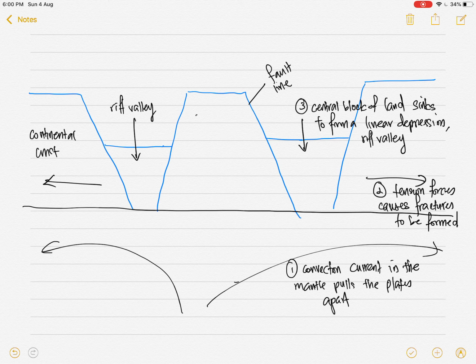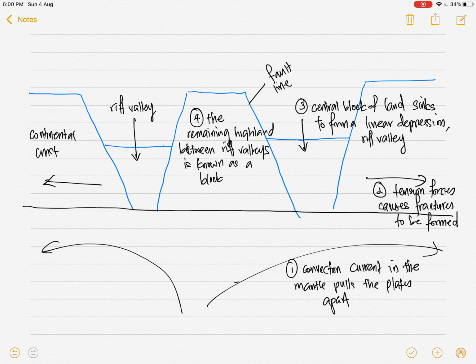Now, this central part, the one that we earlier identified to be the block mountain, still need to explain. You cannot just say that that's a block mountain because it's a block mountain. The remaining highland between rift valleys is known as a block mountain. So these should sufficiently explain how the rift valley and block mountain is formed.